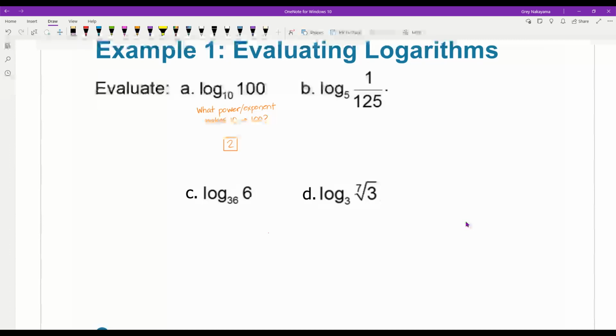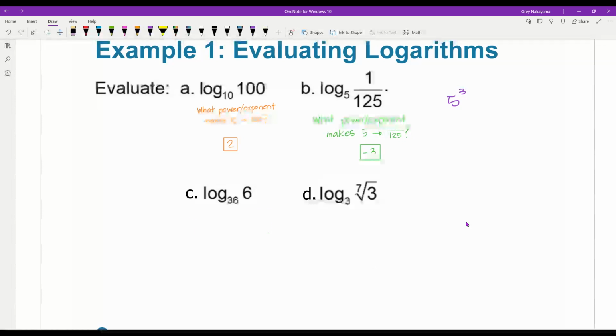Okay? What is the exponent on 5 to make it 1 over 25? Well, let's put a pen. 5 to the third is equal to 125. How do I make it a fraction? I need the negative exponent. So the answer is -3.